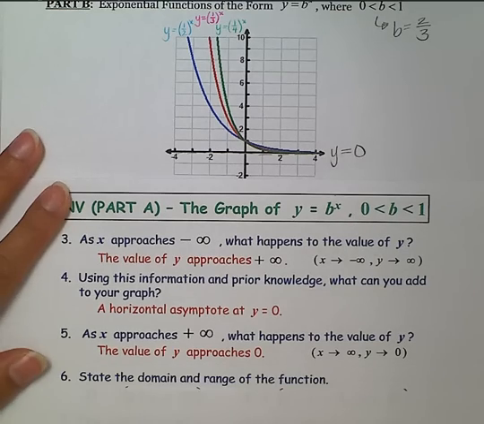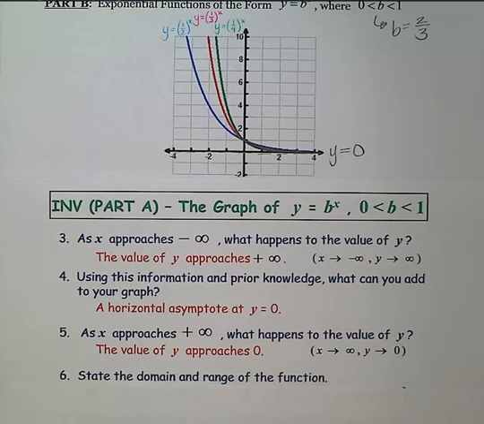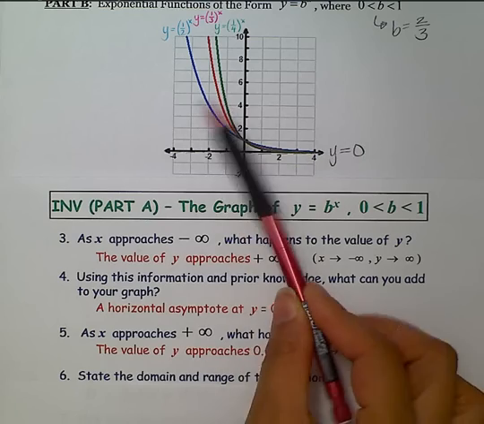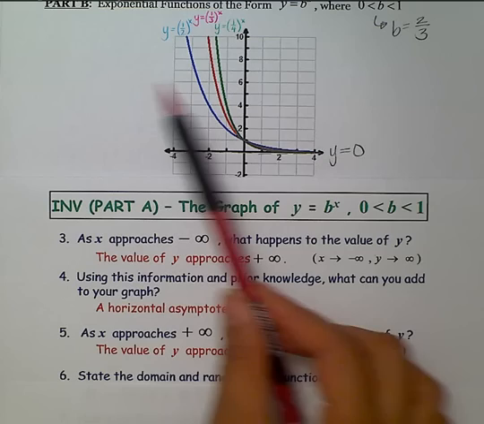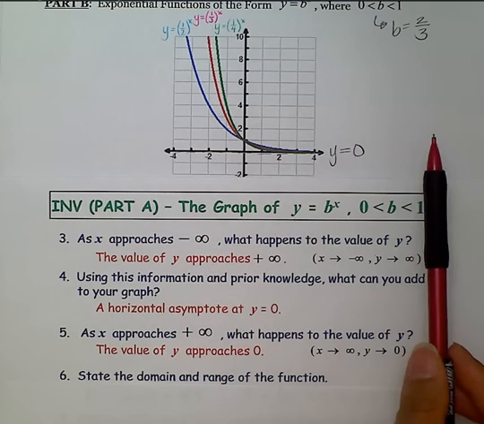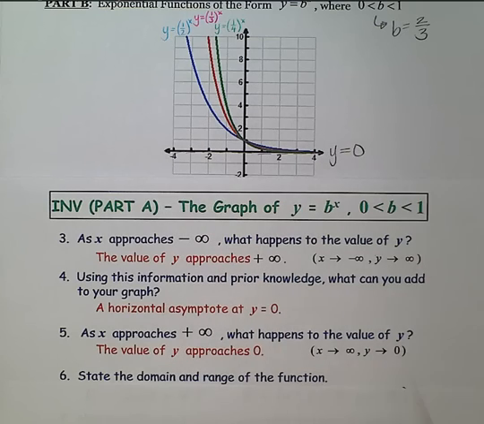Okay, the next question asks you for the domain and range. Now the domain and range haven't changed. If you look at the domain, x does not have a lower limit. It can continue indefinitely towards the left. And it doesn't have an upper limit. It can continue indefinitely towards the right. So x is an element of all real numbers.